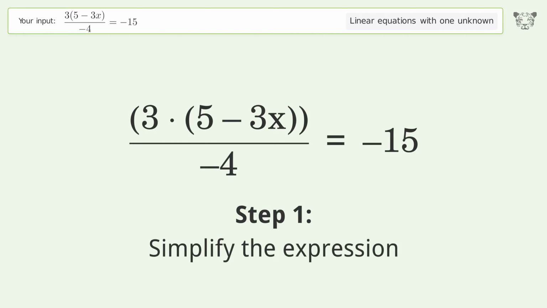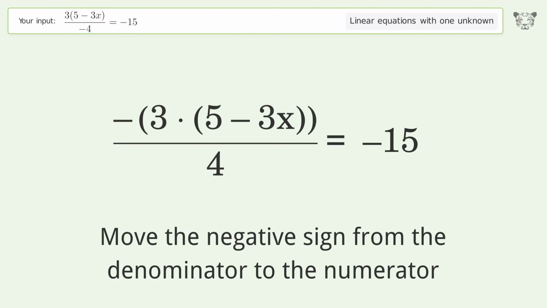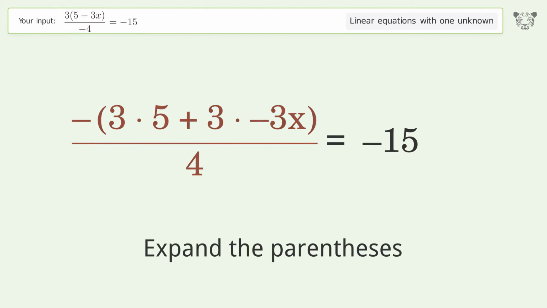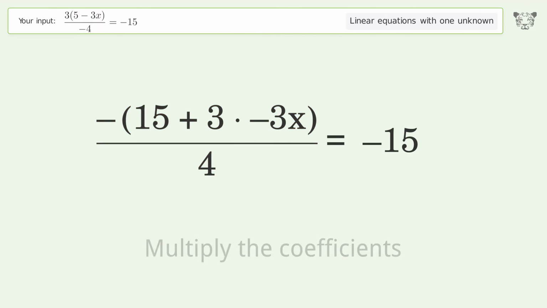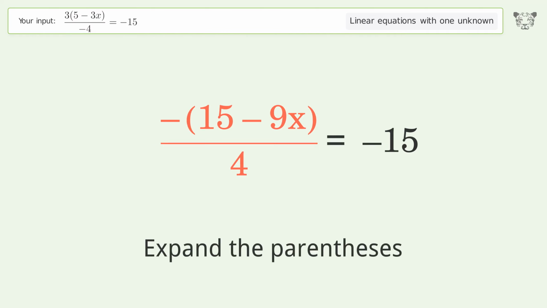Simplify the expression. Move the negative sign from the denominator to the numerator. Expand the parentheses. Simplify the arithmetic. Multiply the coefficients. Expand the parentheses.